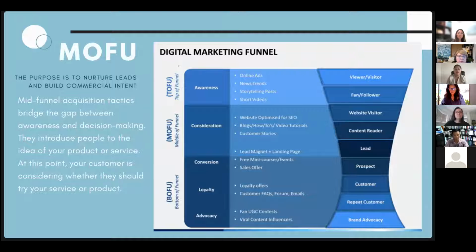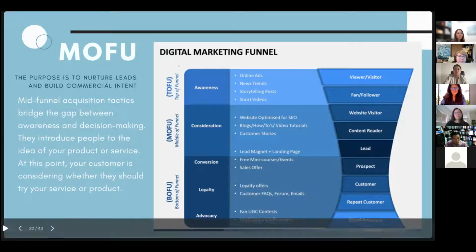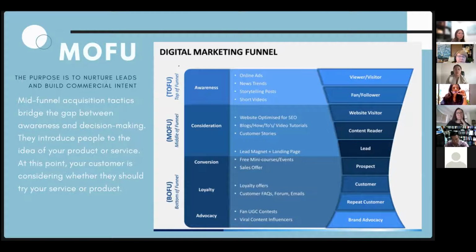Next, we're going to move into the middle of the funnel. So the middle of the funnel, of course, the purpose is to nurture leads and build commercial intent. So at this stage, people are one step closer to converting. They are already interested in your product, so you should begin to nurture them down the funnel with lead magnets. So many consider this to be the most crucial stage of the funnel because now you have a variety of interested leads whom you need to qualify.